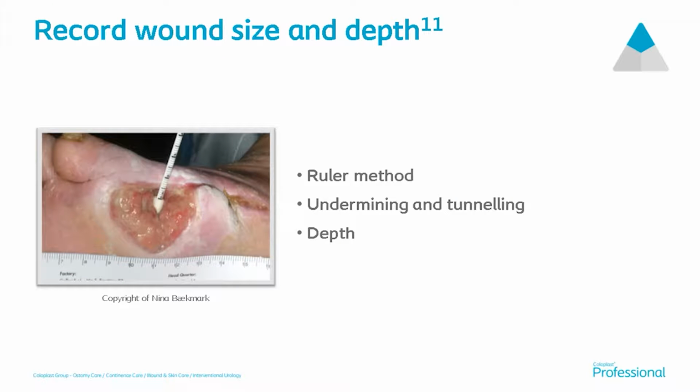So for recording the wound size and depth, we've got lots of tools available to us. We might want to use a ruler. We might want to take photographs to monitor a wound. We'll be looking at any undermining or tunnelling and may want to use a wound probe. And we should always be using appropriate tools that are identified for that purpose in order to measure wounds.